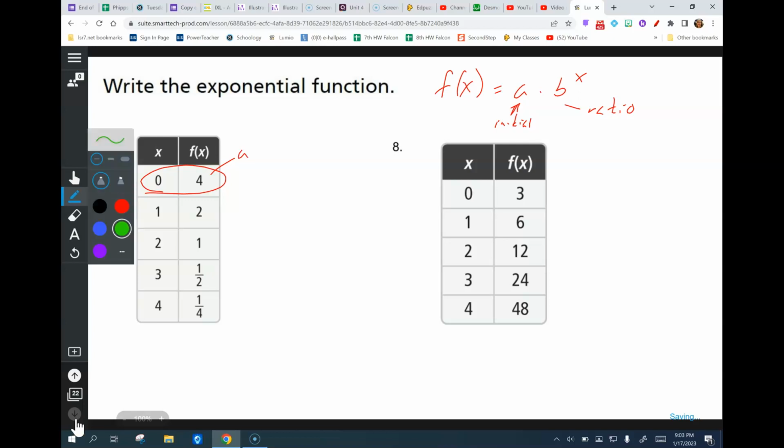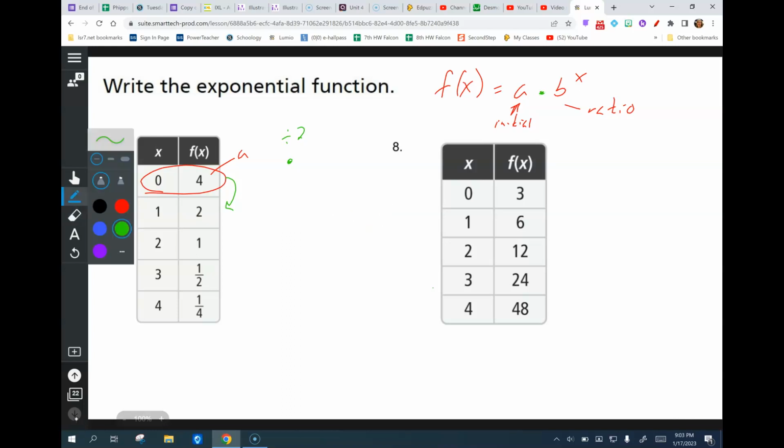Now we have to find b. To find b, we have to find out what's happening every time. So what happens to 4 to get 2? You're dividing by 2, right? We can't write divide by 2. We have to write it as a multiplication because this is a multiplication problem. So it has to be multiplication.